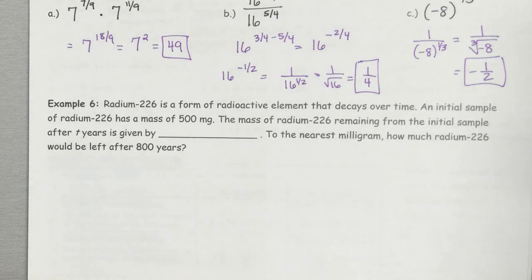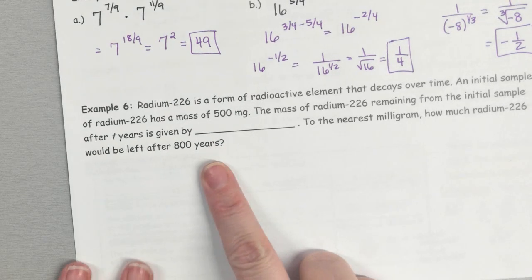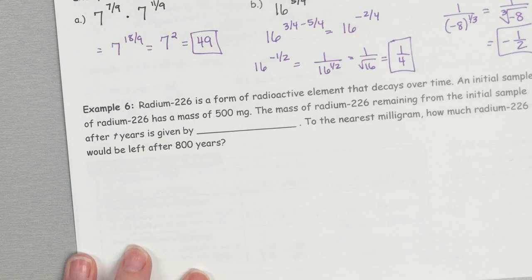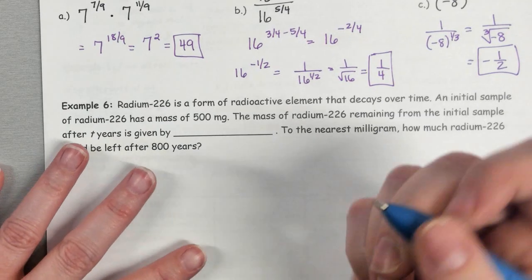Good standard test practice. So we have radium-226, and that's a form of a radioactive element, and it decays over time. So you have an initial sample, has a mass of 500 milligrams, and then the mass of radium-226 remaining from the initial sample after T years is given by an equation. So this is something that will be given to you in the problem, okay? So I'm going to give it to you.